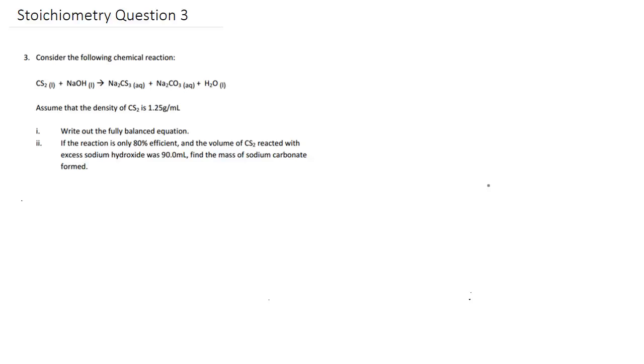Okay, so this question says, consider the following chemical reaction. Assume that the density of carbon disulfide is 1.2 gram per mL. Okay, so we have to first write out the fully balanced equation. So I'm just going to write out this equation.